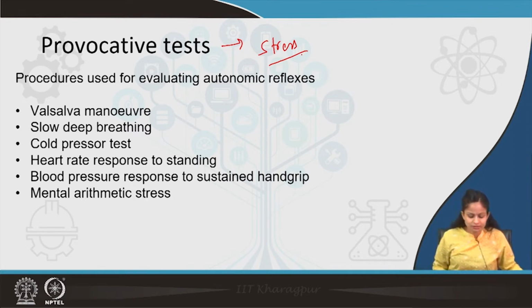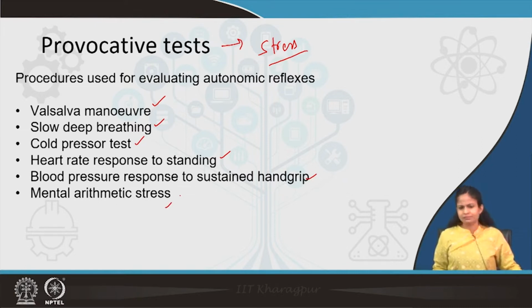So, the procedures used for evaluating autonomic reflexes are the Valsalva maneuver, deep breathing techniques, cold pressor test, and the heart rate response to standing, that is from lying to standing position. Sometimes we also use the head tilt test, the blood pressure response to sustained hand grip, and the mental arithmetic stress test or MAST. So, we will see these tests one by one.